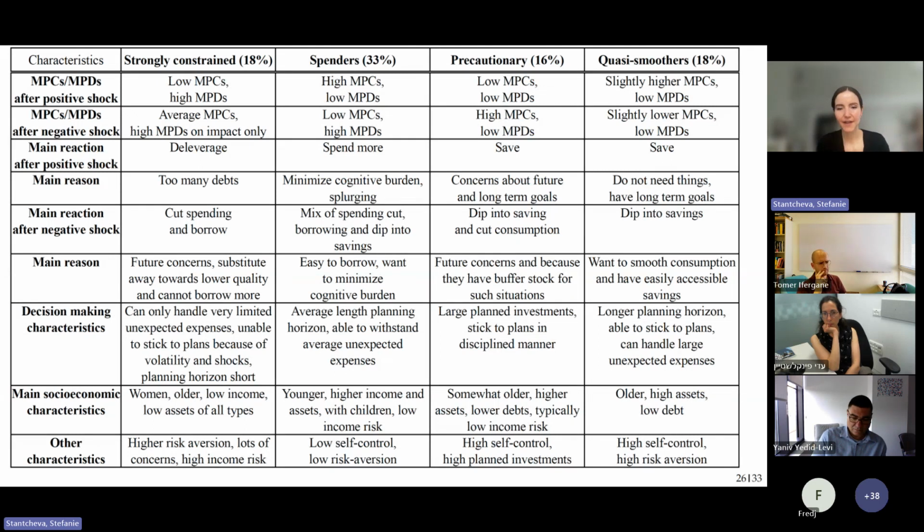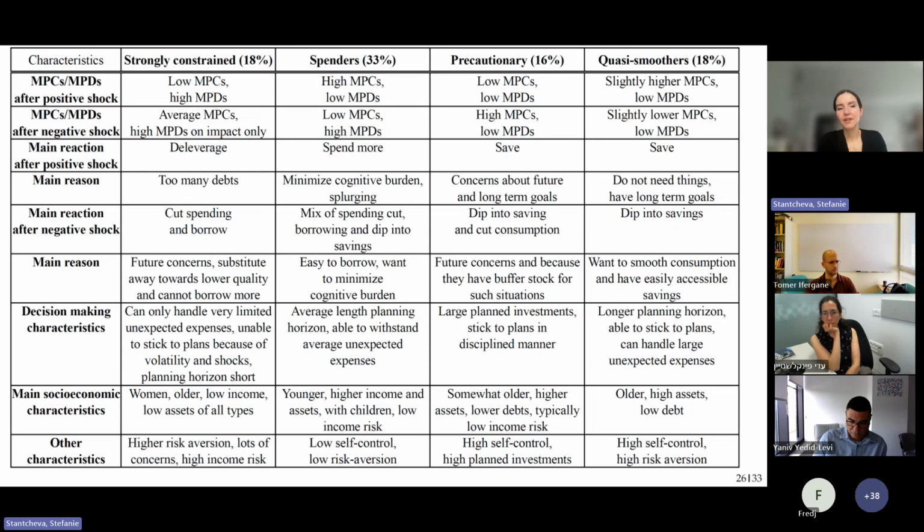The spenders are very, very different in the second column. The spenders, basically, their main response is to spend. So after a positive shock, they try to spend. And the reason that they do that is because it's just easiest. They're trying to minimize cognitive burden. They're sort of busy. They're often younger with children, have higher income and assets, low income risk. So they don't care too much about spending extra. They like to splurge, which means buying higher quality things, treating themselves.